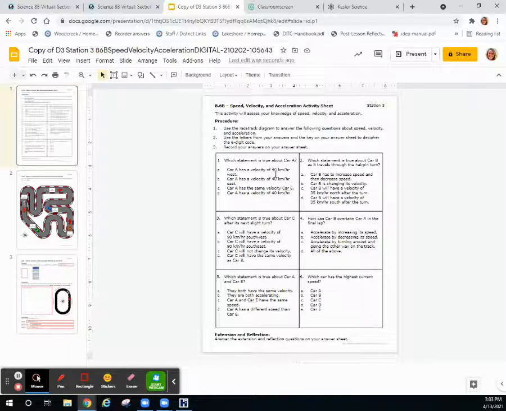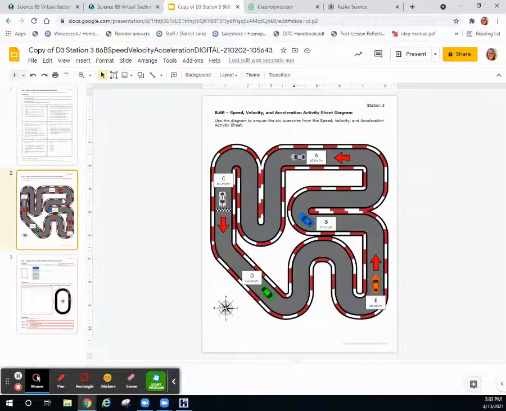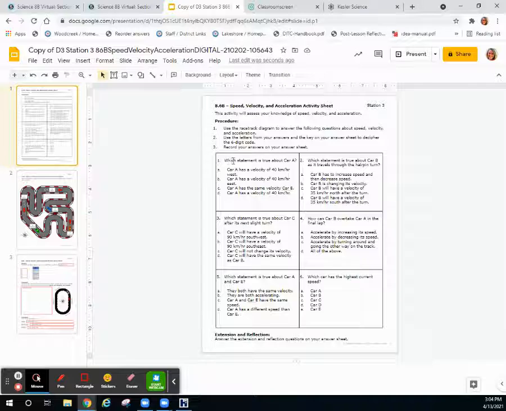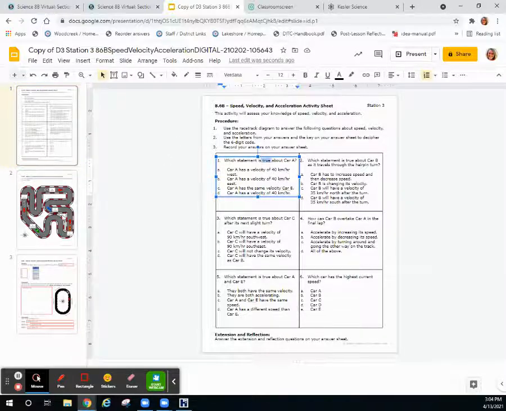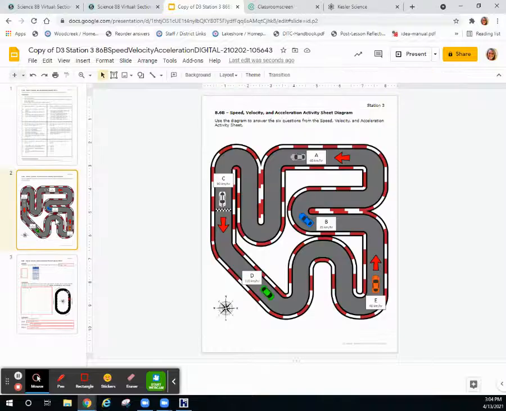So here it looks like we have some multiple choice questions. Okay, and then here is our racetrack diagram. So we're going to use this to answer the 6 questions. So the first question says, which statement is true about car A? Okay, so let's go look at car A.